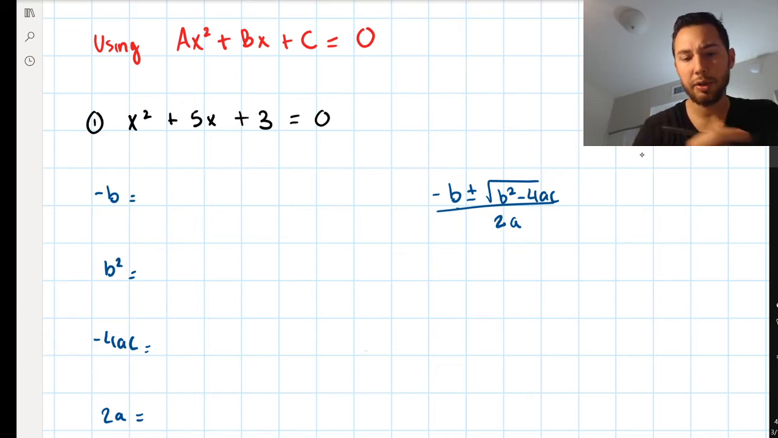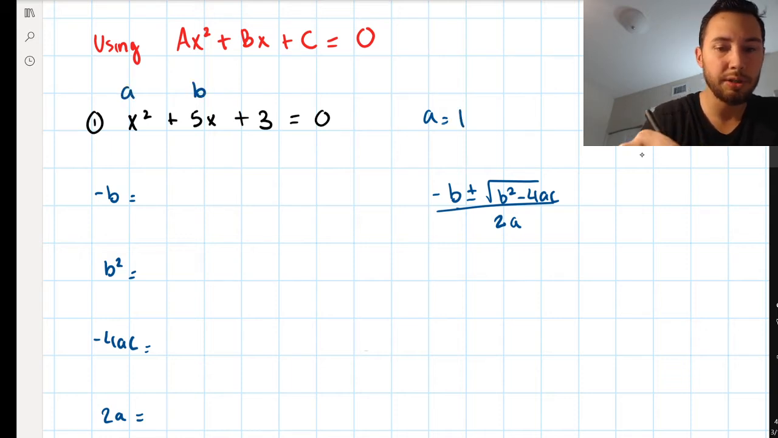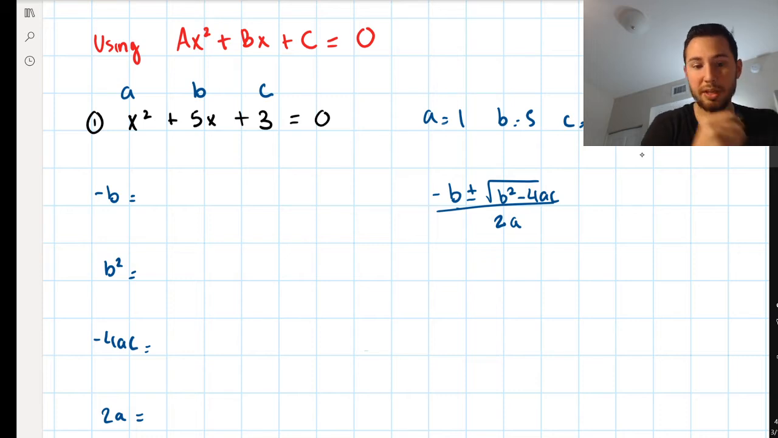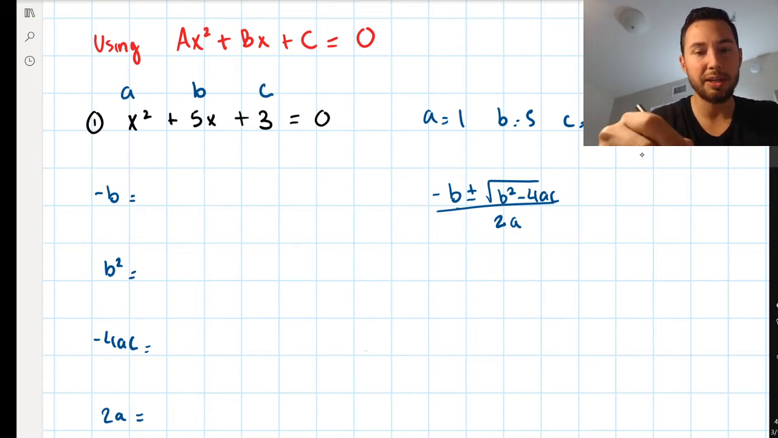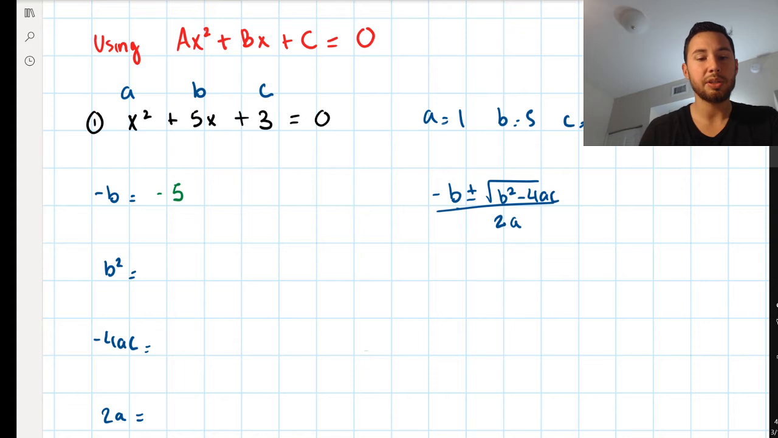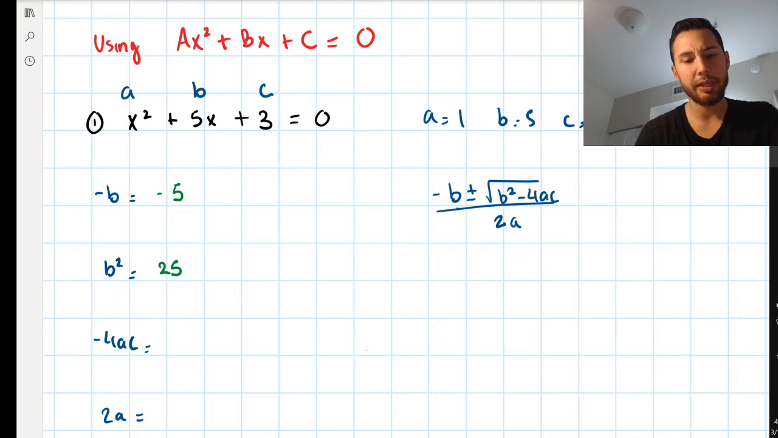Now, let's go ahead and list the values here. So a in this case is 1, so a is here, b is here, c is here. So a is 1, b is 5, and c is 3. So if my b is positive 5, the opposite of b, my negative b, is going to be negative 5. If my b is 5, then b squared is going to be positive 25. Now I'm looking for negative 4ac. So a times c is 3, and that times negative 4 is going to be negative 12.